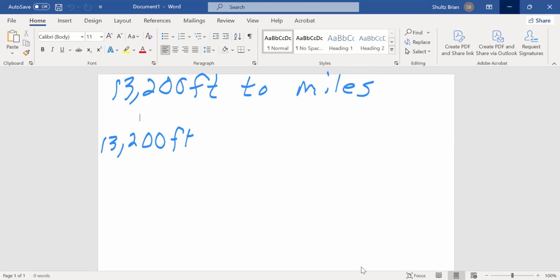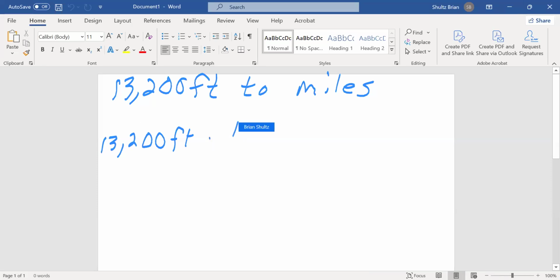So I'm going to go to my little conversion thing here, and it says 1 mile is 1.6 kilometers. Oh, here it is. 5,280 feet equals 1 mile. So I'm going to use that unit conversion. I want it in miles, so miles is going to be on top. 5,280 is going to be on the bottom. So I write that out.